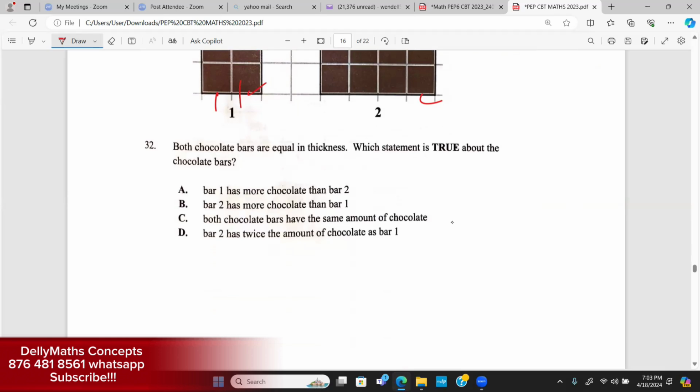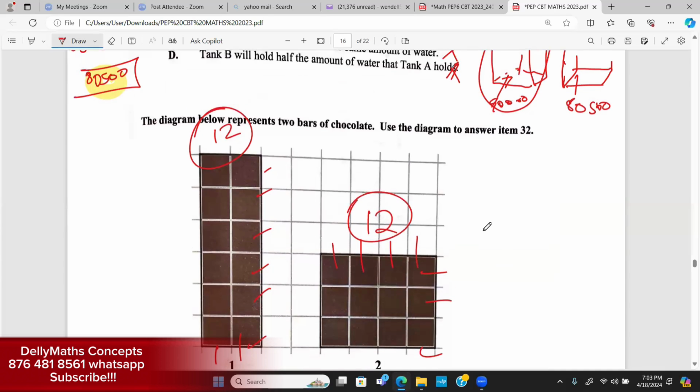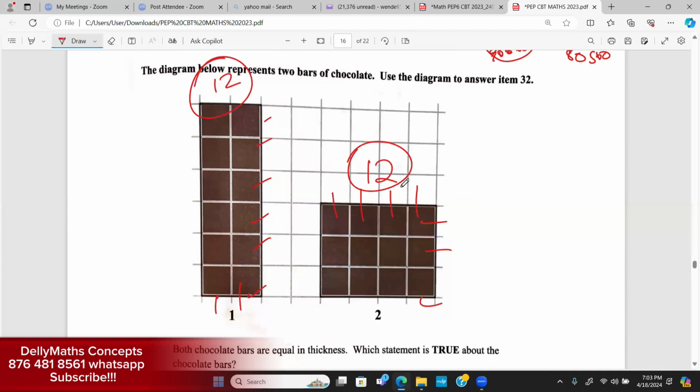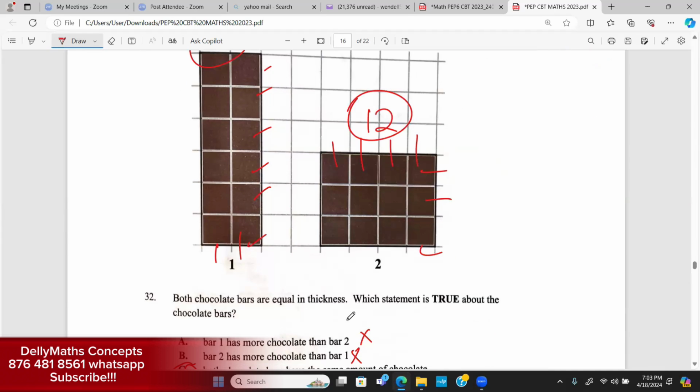Let's see what's going on. Bar 1 has more chocolate? No. Bar 2 has more chocolate? No. Both chocolates have the same amount? Yes. All right, C is the answer for that. They have the same amount. It's 12 and they're both 12. And we were told that they have the same thickness here.